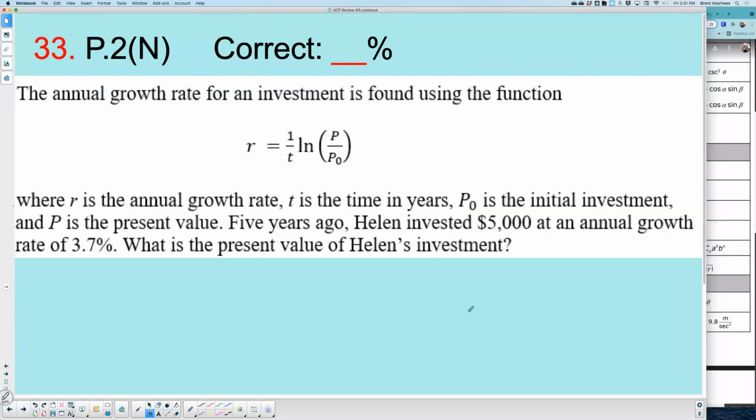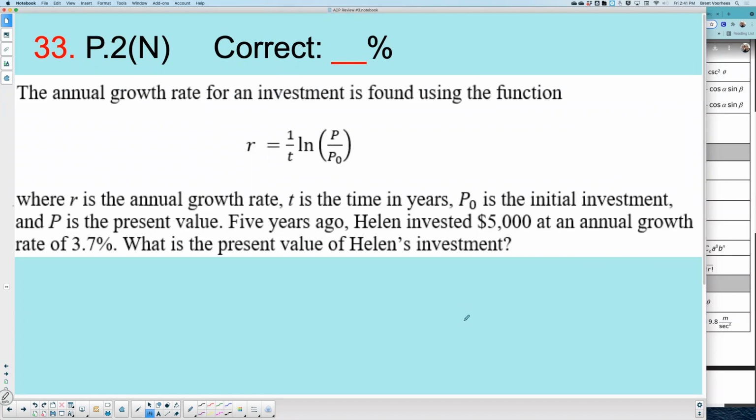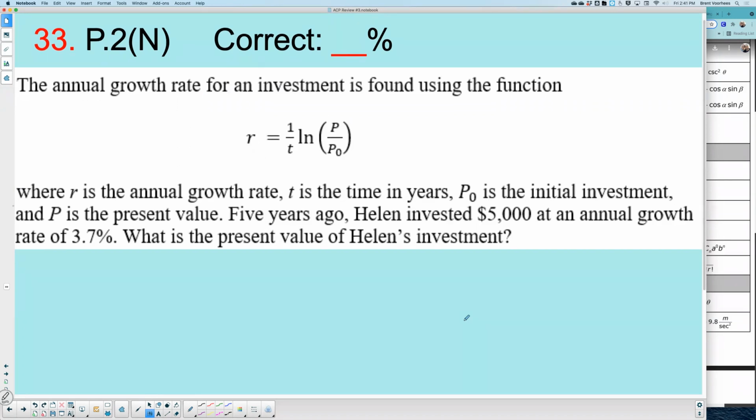All right, now we're transitioning to real world problems. So I've done a ton of all kinds of random problems. Now we're going to get into real world problems. It says here the annual growth rate for an investment is found using this function, where R is the annual growth rate, T is time in years, P0 is the initial investment, and P is the present value.